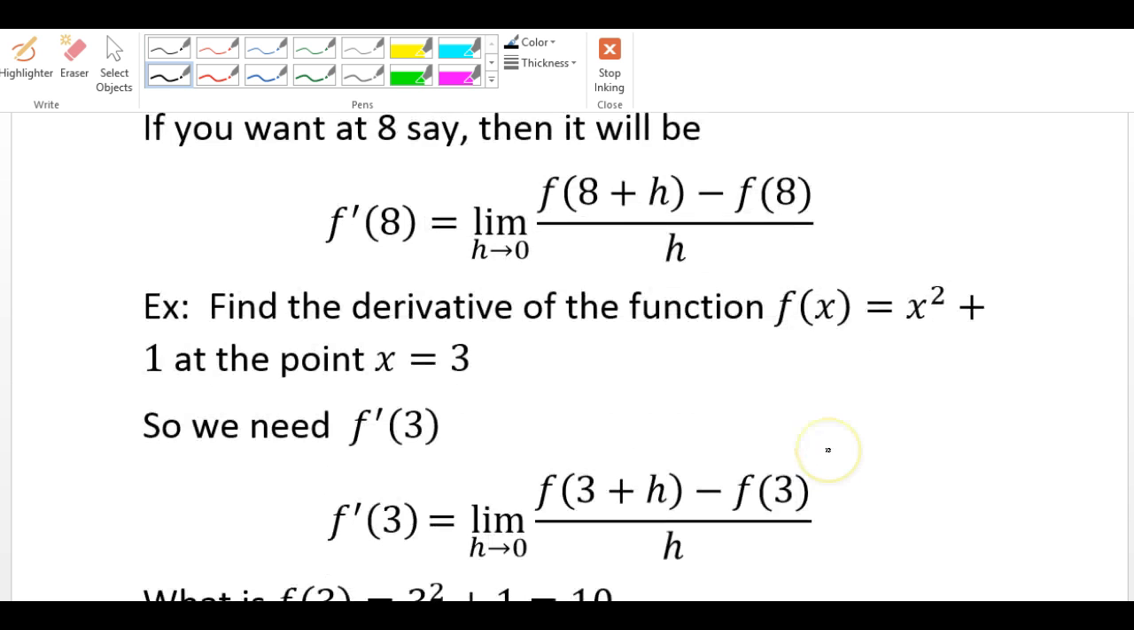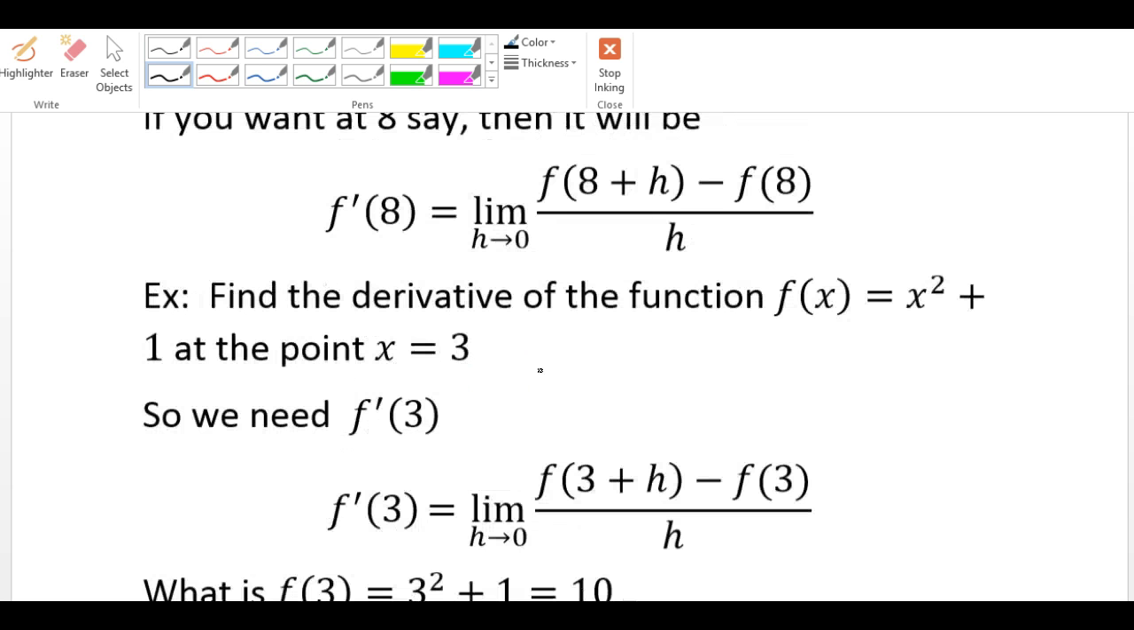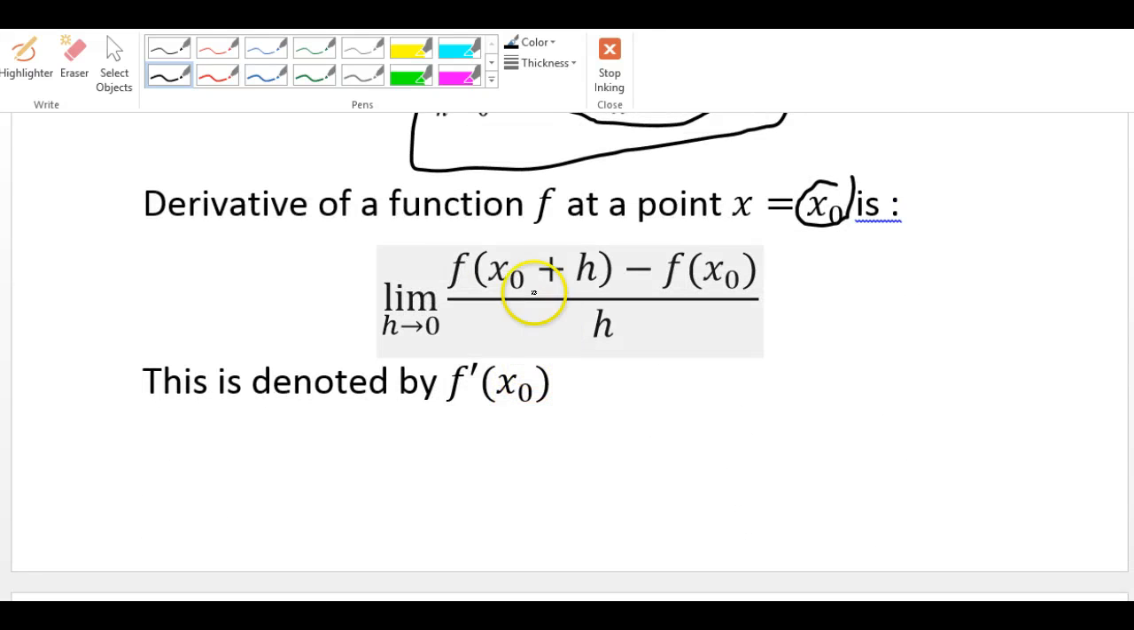So let's take an example, because without doing an example it's kind of difficult to understand how to do this. Here is an example. Find the derivative of the function f of x equals x squared plus 1 at the point x equals 3. Previously we looked at just x squared, but now we are looking at x squared plus 1 at the point x equals 3. Even without the graph, you can just find the derivatives. According to this definition, how do you find the derivative?